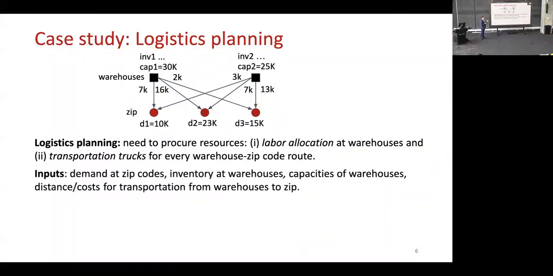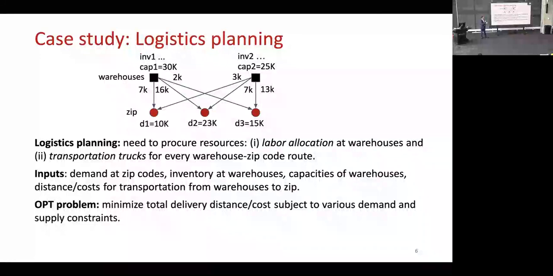So this is an easy problem, relatively speaking, conceptually. You have demand at zip codes, you have inventory at warehouses, you have mechanical capacities, you have distance or cost for transportation from the warehouses. So you can imagine writing a nice ILP, right, with a certain objective function, minimize total distance, subject to inventory constraints, subject to mechanical constraints, subject to meeting the demand.